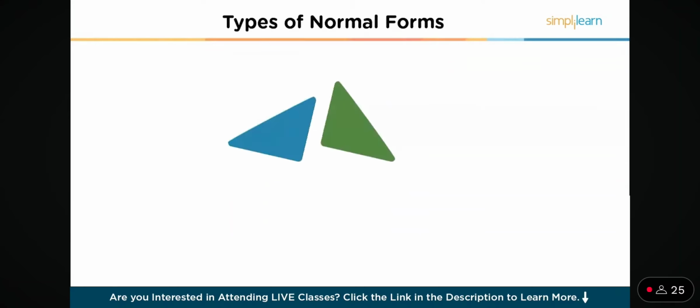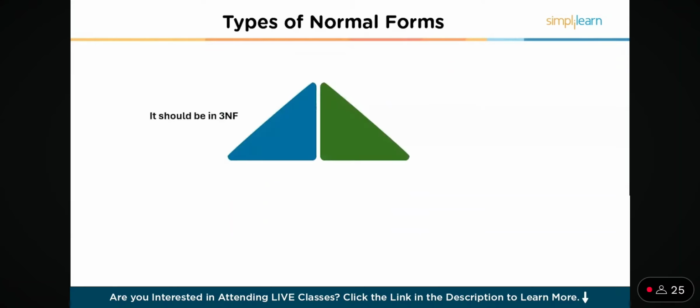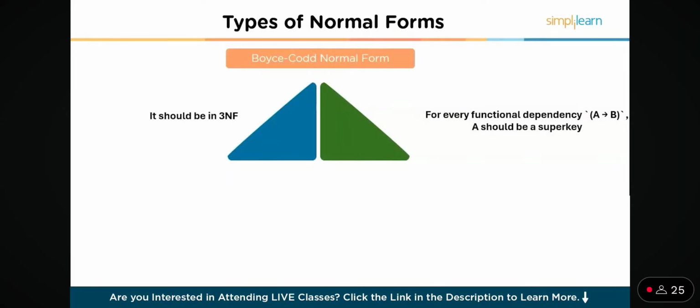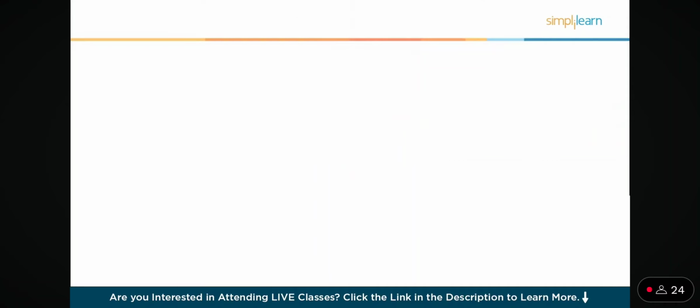Let's now talk about the Boyce-Codd normal form, which is BCNF. BCNF is an extension of the third normal form, 3NF. A table is in BCNF if it is in 3NF, and for every functional dependency A implies B, A should be a superkey. Let's check out an example of Boyce-Codd normal form, BCNF.